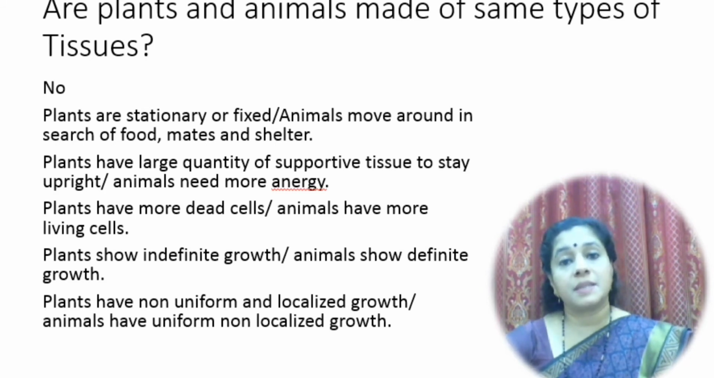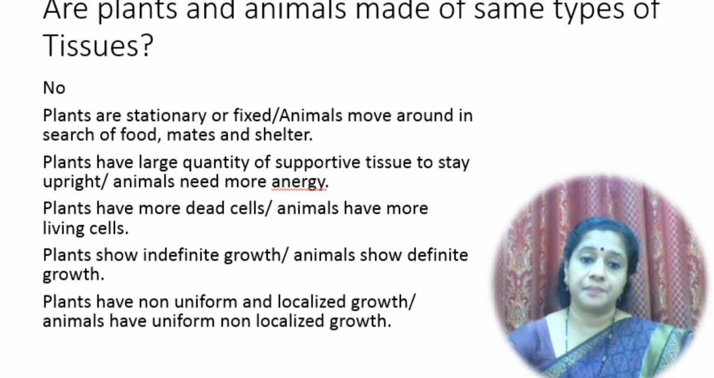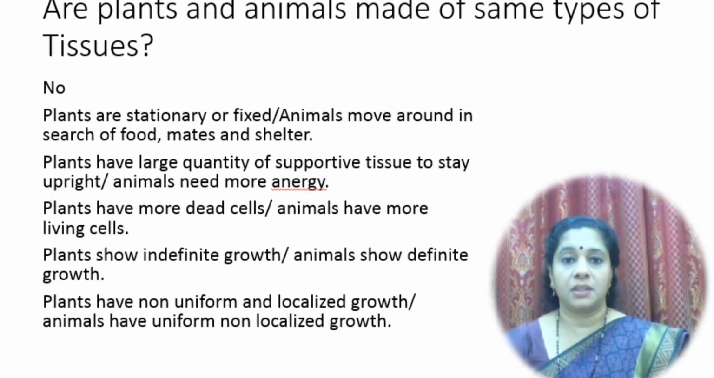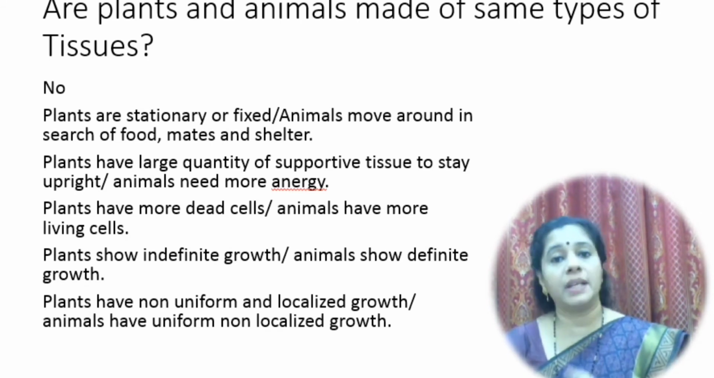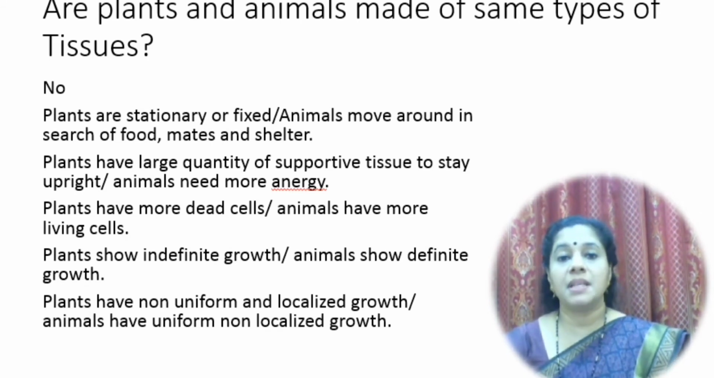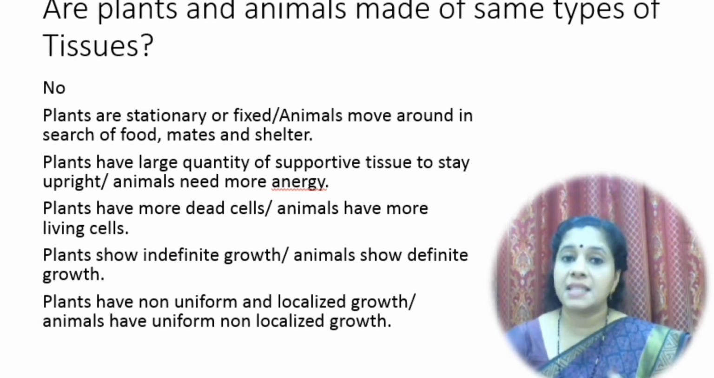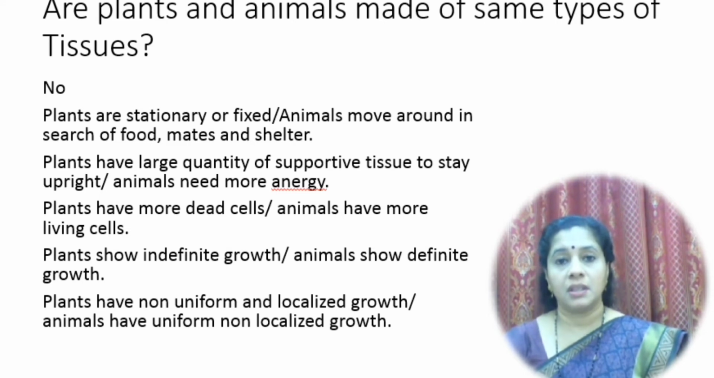Another difference is with respect to their growth pattern. Plants show indefinite growth. That means they grow throughout their life. Whereas in animals, growth is definite. That means after a particular time period, they don't grow, but rather they switch to their reproductive maturity. So if plants have indefinite growth, are they showing uniform growth?